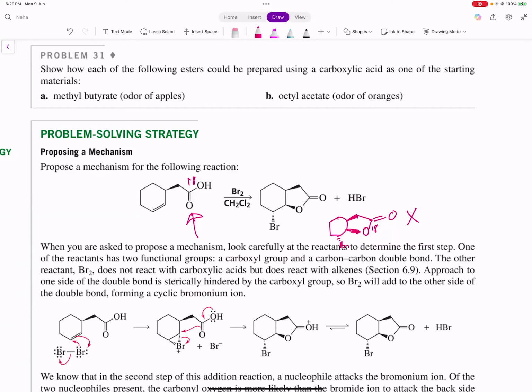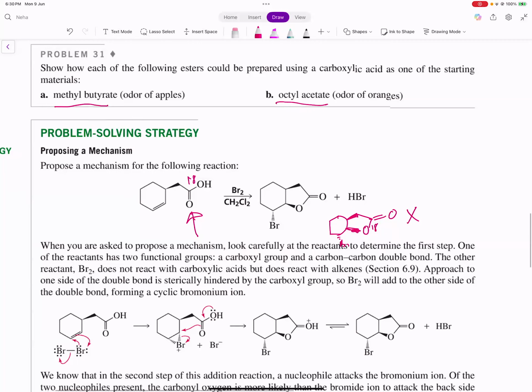Methyl butyrate and octyl acetate. Interesting. So in one case we'll use methanol and in the other case we'll use octanol, right? In the presence of H plus, right? Yes, sir, butanoic acid and acetic acid. Very nice. After this, see the salt one.